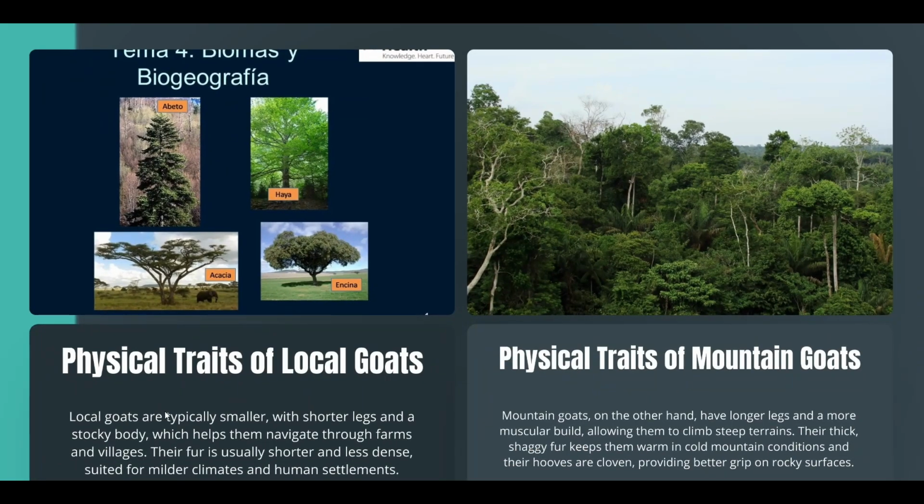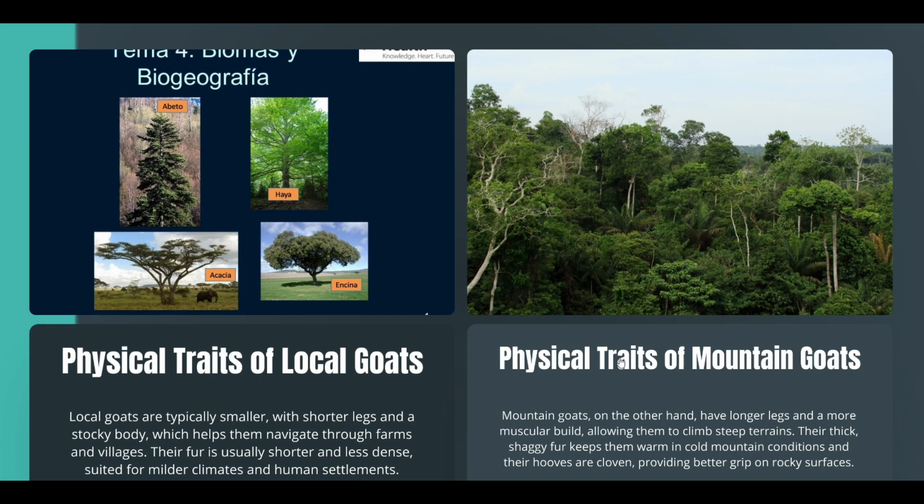Okay, so physical traits of local goats and physical traits of mountain goats. If these questions are asked in the NCERT examinations: local goats are typically smaller with shorter legs and a stocky body, which helps them navigate through farms and villages. Their fur is usually shorter and less dense, suited for milder climates and human settlements.